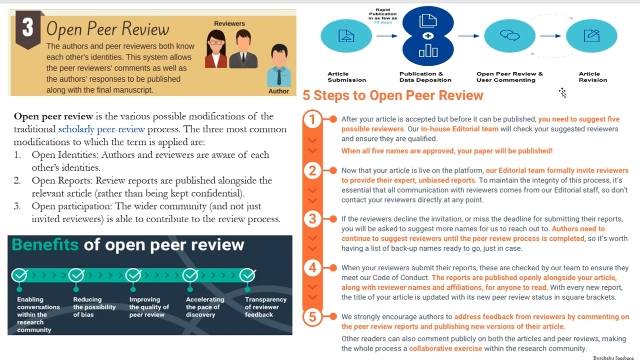The system works in this environment. First one: your article is accepted, but before it can be published, you need to suggest 5 possible reviewers. This is the first one. These are the 5 steps. Then our editorial team normally invites reviewers to provide their expert and unbiased reports.